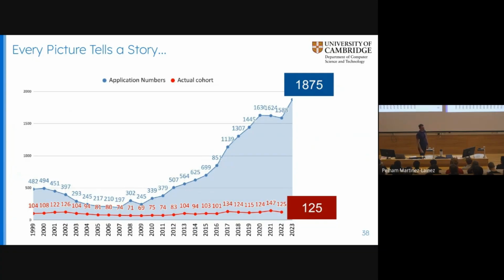This is not a random process. This is a competitive process. There will be many people in that 1875 who are just chancing their luck. They don't have the grades, but they're going to try anyway because, hey, if they could get in, wouldn't that be amazing? So it's not that everybody is equal here and it's some sort of random selection like a lottery and we choose 125 people.